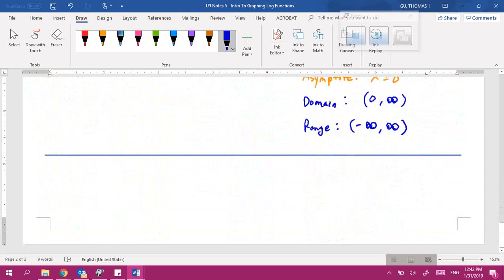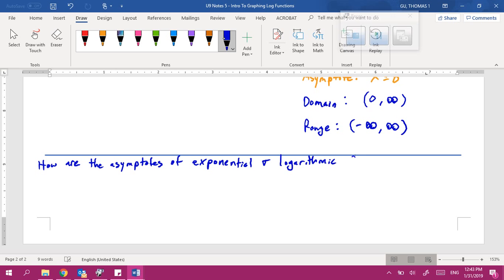Now there's two things we want to write down here at the bottom real quick. And there's two things, so don't write too big. One of them is, how are the asymptotes of exponential and logarithmic functions different? So what's the difference between exponential and logarithmic functions' asymptotes? Which one's which?